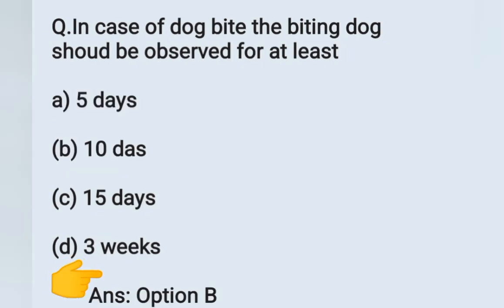In case the dog is showing any signs and symptoms of rabies or if the dog is dead means we should immediately take the medical care. Before that we have to take vaccine and all, but we have to observe the dog for minimum 10 days. Option B is the correct answer.